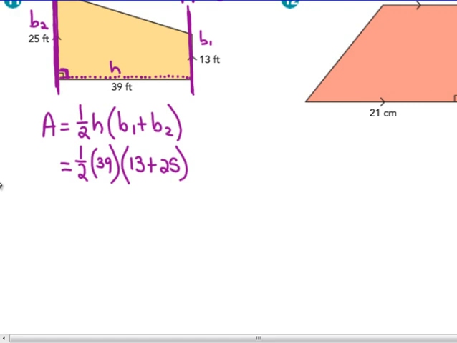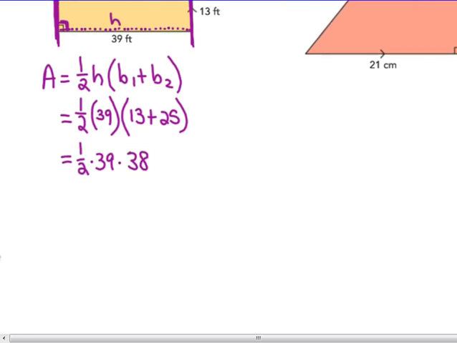So probably a good idea to add my 13 and 25 first since it's in parentheses. 1/2 times 39 times my parentheses, 13 and 25 is 38. Half of 39, oh, that's not a nice number, but half of 38, that's 19. 19 times 39, well, 20 times 39 would be 780. Take away 39 would be 741. And yes, you can just take out a calculator. 1/2 times 39 times 38, that would be 741 feet squared, which is my label, looking back up here.